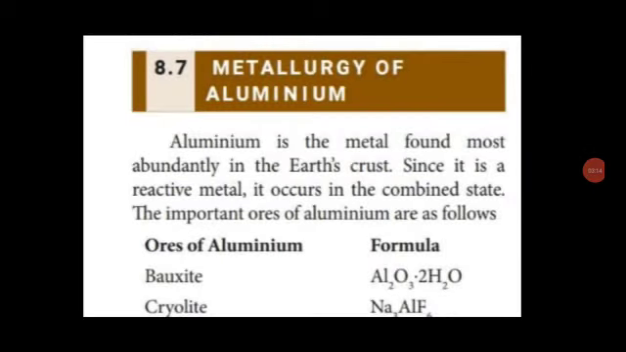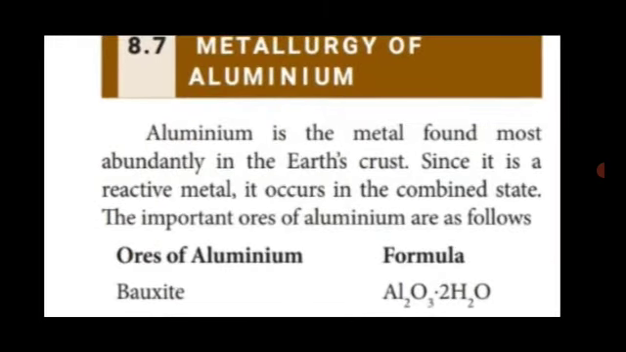Let's see today's topic. Today's topic is metallurgy of aluminium. Aluminium, symbol Al, is the metal found most abundantly in the earth's crust. Since it is a reactive metal, it occurs in the combined state.